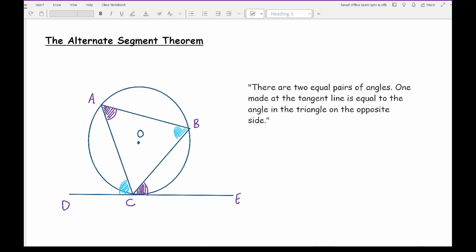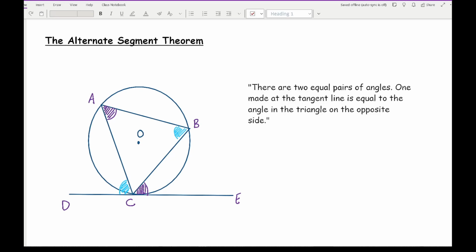Now with the alternate segment theorem, it basically states that there are two equal pairs of angles. One is made at the tangent line, it's equal to the angle in the triangle on the opposite side. Now the most common error students make is thinking and linking this to the alternate rule with parallel lines. Now here, remember, it's opposite sides, you're not looking for z angles.